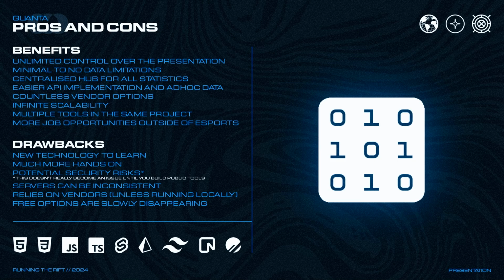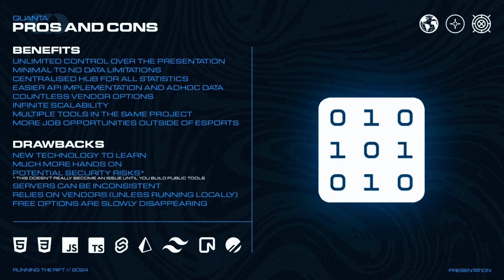With web technologies, you also have a centralized hub for all your statistics. You can include solo queue stats, competitive stats, general league stats from around the world, and you can include a lot more than that, and it's very fast. Another thing that you can do is implement a ton of APIs. You can build your own APIs even to interact with your server and your database, which allows for extremely fast data reporting and on the fly reporting, so ad hoc reports.